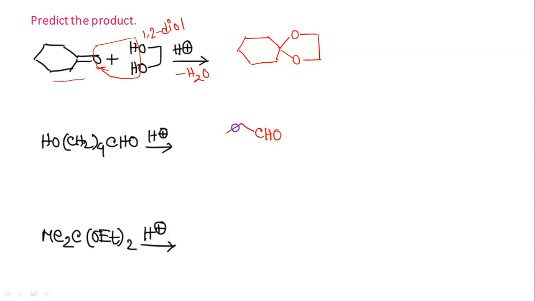So first of all, I will write the compound in this way. Between CHO and HO, there are a total of 4 CH2. So considering this carbonyl carbon, this is 1, 2, 3, 4, 5, and after that there is OH. As here we have only one OH group and one CHO, only the formation of hemiacetal will take place.